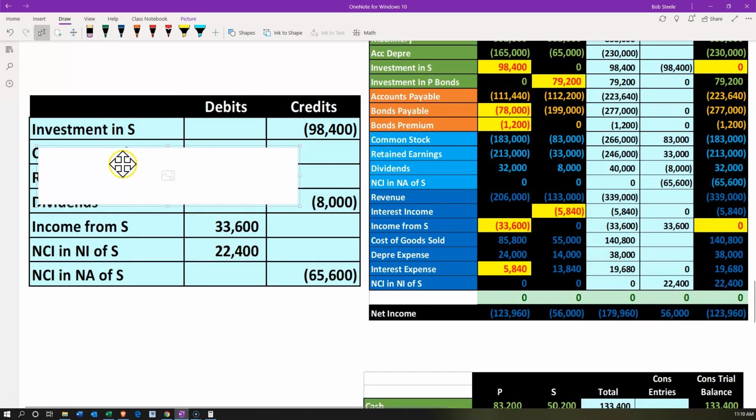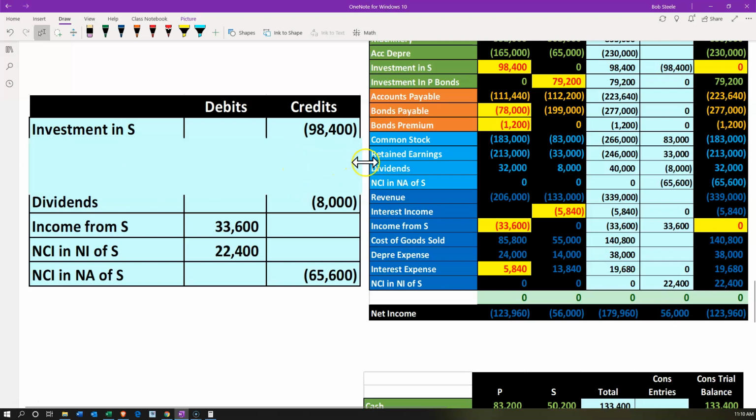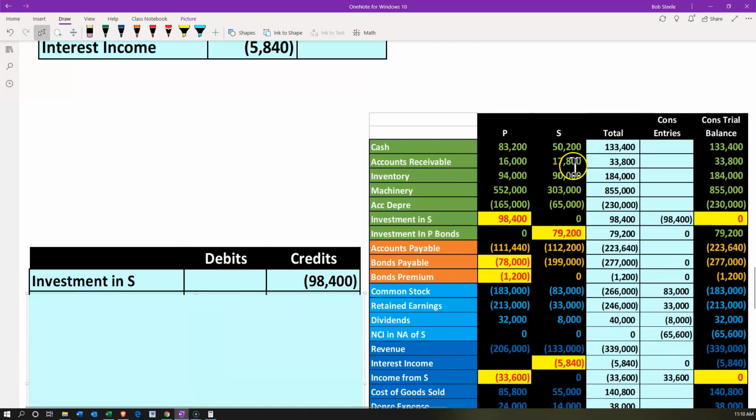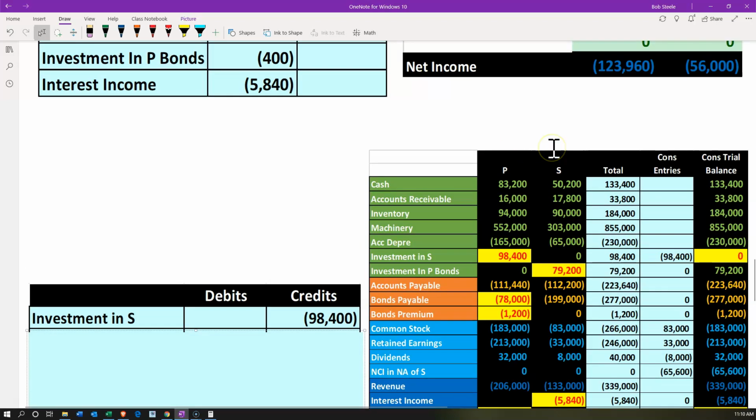Going to bring the little reveal strip so we can reveal it as we go, because that makes things a lot more fun, a lot more interesting. So there we have that. Then we've got P and we've got S. These are their trial balances as of the year that we are consolidating.